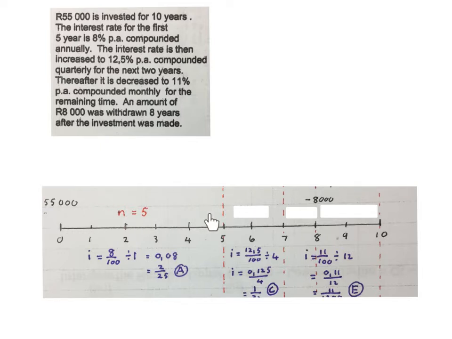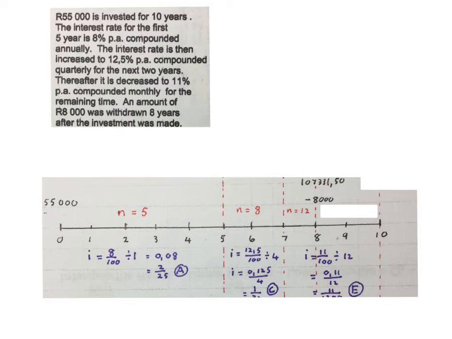Here, the interest was compounded yearly, so you got interest 5 times. Here, the interest was compounded quarterly for 2 years. That made the N 8. In this area over here, the interests were compounded monthly, but there was 1 year the money was in the bank before the 8,000 was taken out. After the 8,000 Rand were withdrawn from the amount, this is the amount that was left in the bank at the end of 8 years, the beginning of the 9th year.